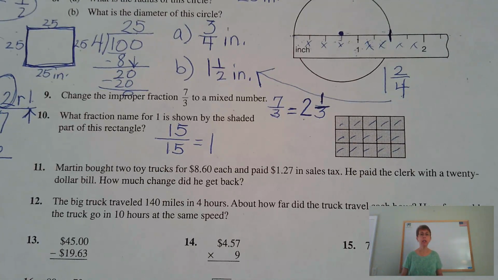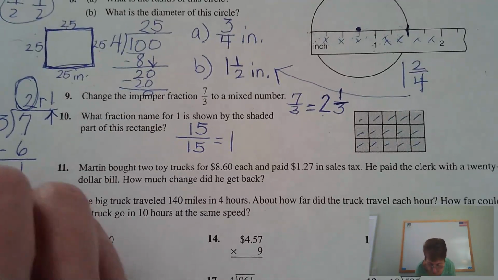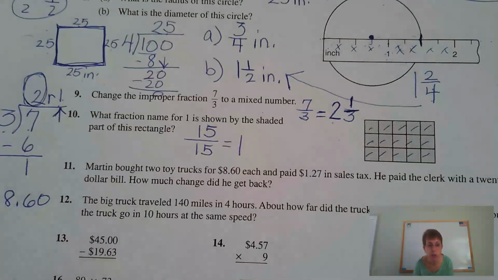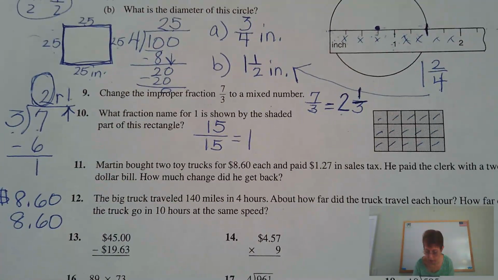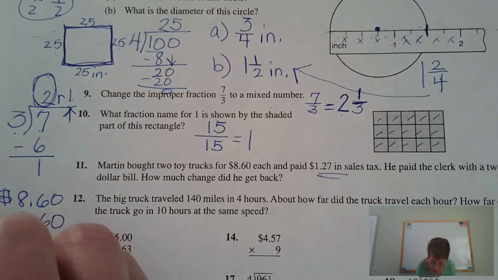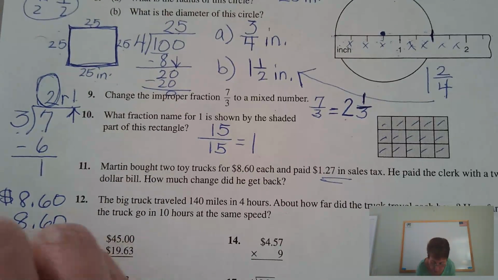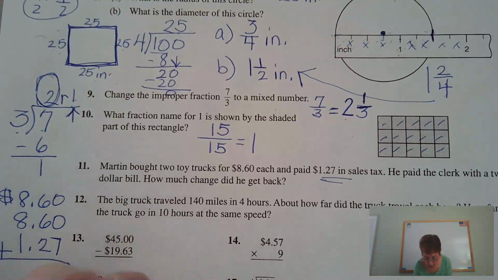Well, first, let's take a look at what he bought. Remember, you always want to figure out how much money was spent first before you can figure out how much change you'll get back. So, 2 toy trucks for $8.60 each. Now, you could either multiply the $8.60 by 2, or you can just simply say $8.60 plus $8.60. But there's also tax. We need to add on the tax as well. These are all things that you have to pay for. You have to pay for the item that you're purchasing, and you have to pay for the tax. So we add that up.